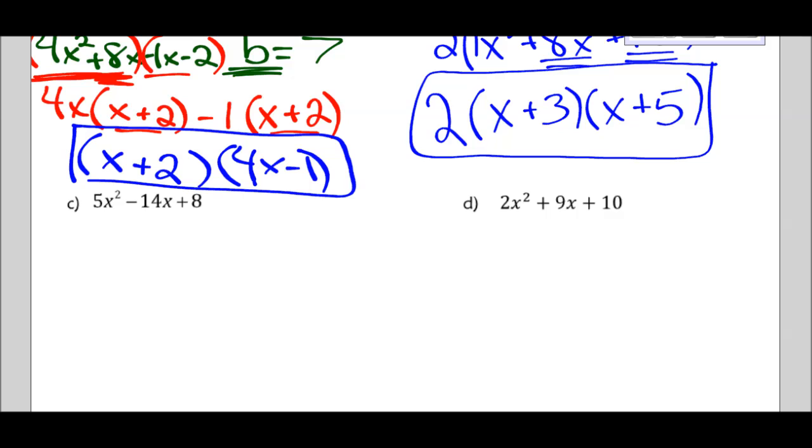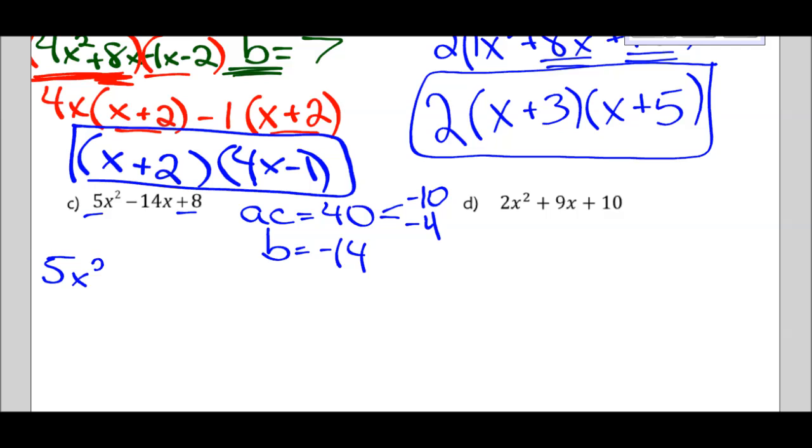All right, what is A times C on that one? There is no GCF on that. I think we'll divide 5, 14, and 8. What's A times C? 5 times 8, so AC is 40. B is negative 14. What's going to multiply to 40 and add to negative 14? Negative 10 and negative 4. Those multiply to give us that, and then add to give us that. These are the two numbers that you're going to have in the middle now.